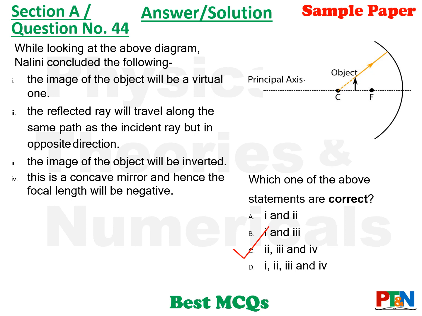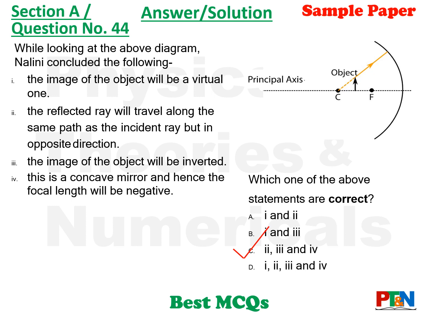One: image of the object will be virtual one. See, the object has been placed between focus and center of curvature. So image cannot be a virtual image. Image can be virtual only if the object is placed between the pole and the focus. In that case only the image will be virtual. So number 1 is not true.